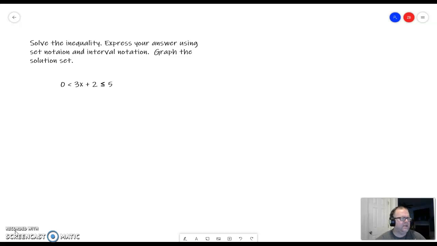Today I just wanted to do a quick problem on inequalities and putting the answers in both set notation and interval notation. So let's take a look at this problem right here, and then we also want to graph the solution at the end. So they give us an inequality.